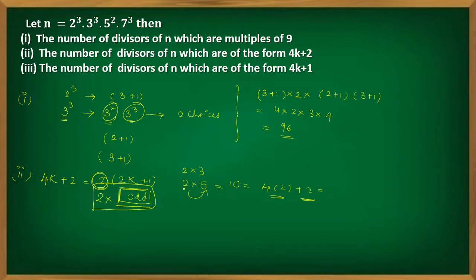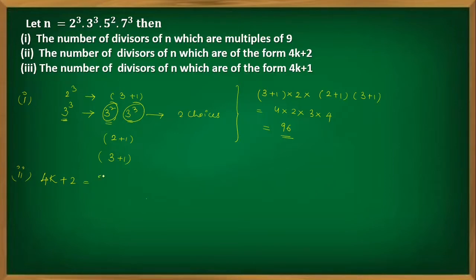But by mistake, if you take not 2 into 5 but two 2s, the 2 square into an odd number, what will it become? 4 fives is 20, which is of the form 4k, not 4k plus 2. But we want 4k plus 2 form divisors. So it should be in the form of 2 into an odd number, right? So exactly we want one 2 in our combination of the divisors, so 2 into one odd number.